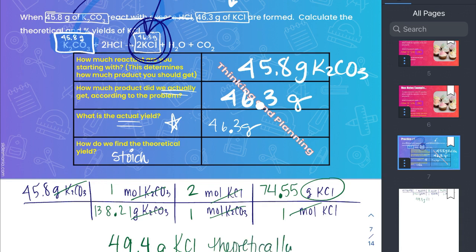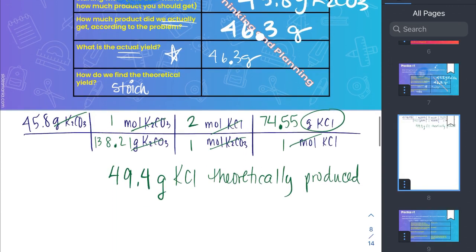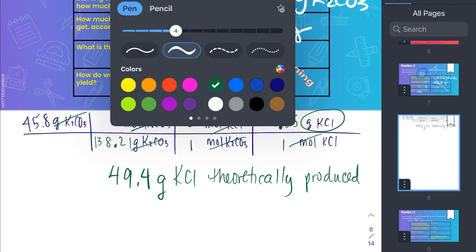theoretically produced. This is using stoichiometry. It's like a recipe. That's how much we should theoretically get. But the problem told us how much we actually got, right? How much did we actually get in the problem? 46.3. So our final step here is to calculate our percent yield.